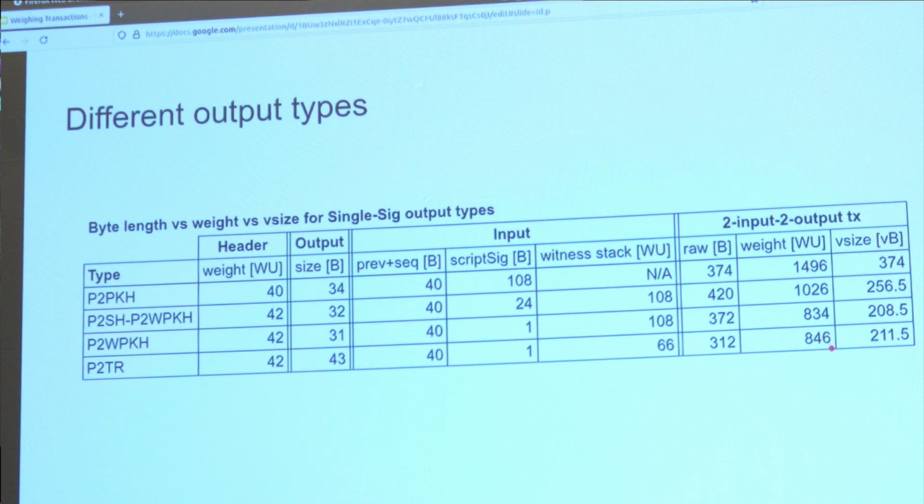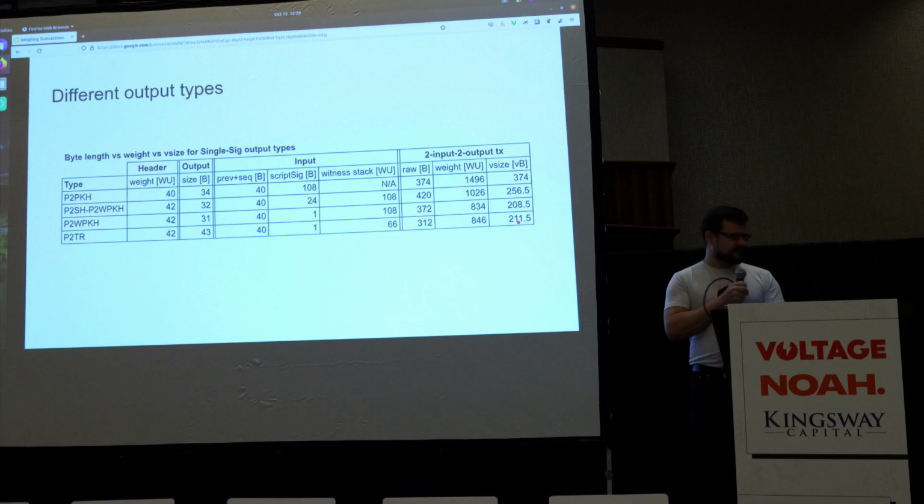Pay-to-taproot is actually, though, the smallest byte size out of these. Altogether, it's only 312, so it's a solid 20% smaller than native Segwit and pay-to-public key hash. So I agree in parts. For the older Segwit types, they are not a bandwidth improvement. Pay-to-taproot is actually smaller. All right, I think that's all the time I got, and thank you for coming to my talk.